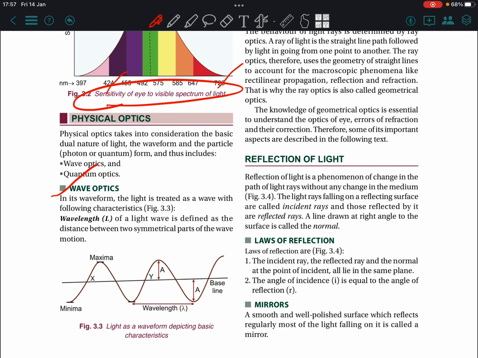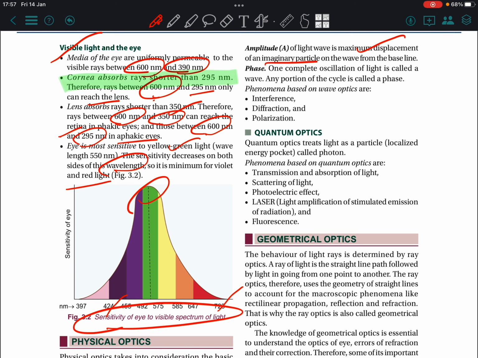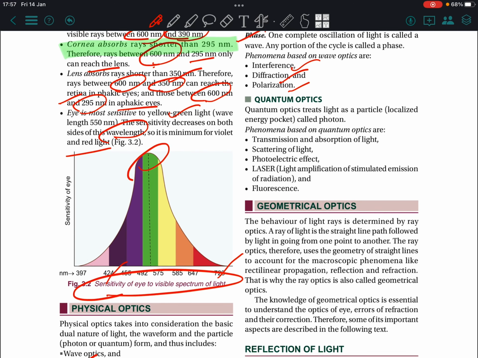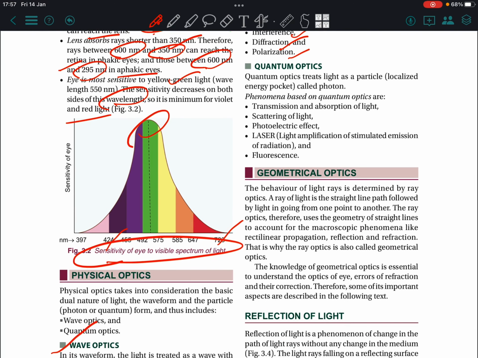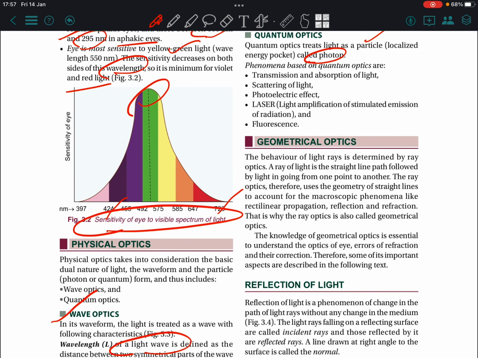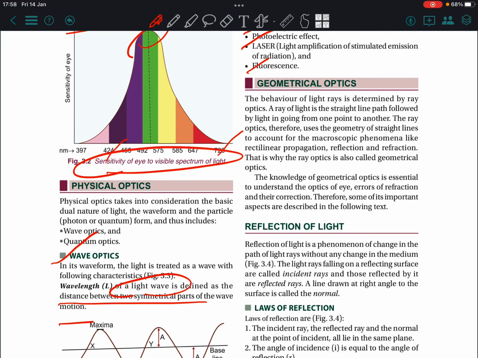Physical optics. Wave optics. Wavelength of a light wave is defined as the distance between two symmetrical parts of wave motion. Amplitude is the maximum displacement of an imagined particle on a wave from the baseline phase. Interference, diffraction, polarization. Quantum optics treats light as a particle called a photon. Phenomena based on quantum optics are transmission, scattering, laser, fluorescence.